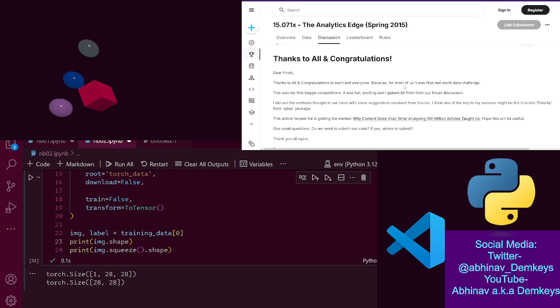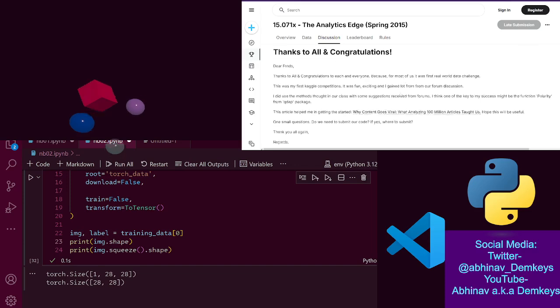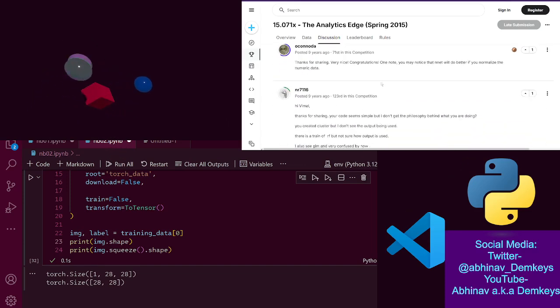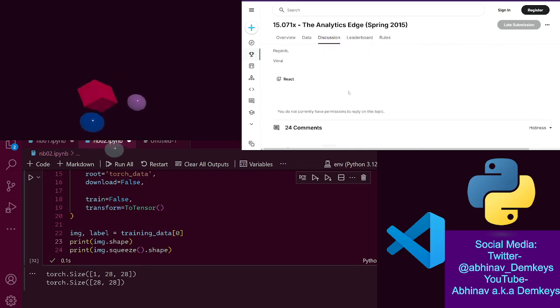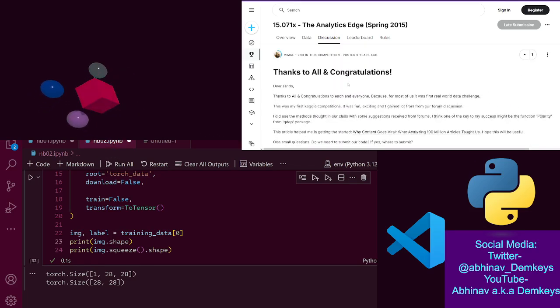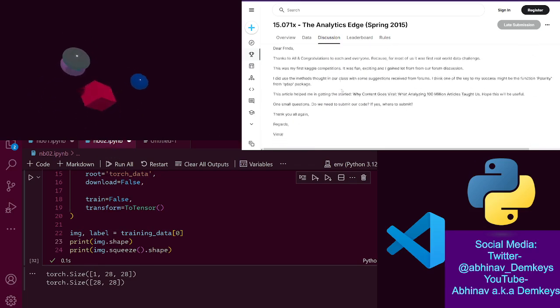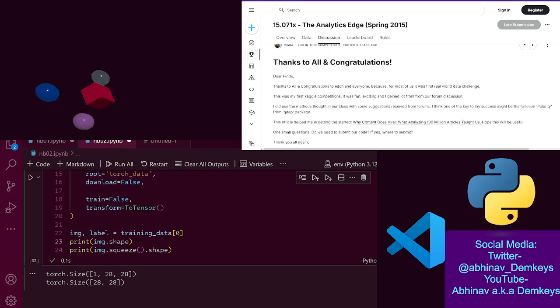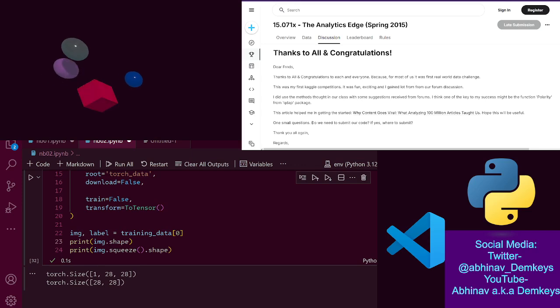This was my first Kaggle competition. It was fun, exciting, and I gained a lot from our forum discussion. Hold up. Okay, so you can discuss this stuff in the forums? Wait, that's interesting. I was expecting a link to their notebook or something. Do we need to submit the code? If yes, where to submit?